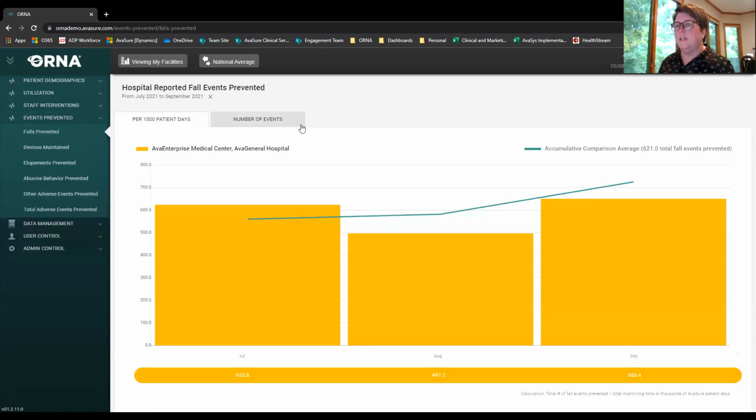Lastly, we're going to go ahead and take a look at the falls prevented, or this is the adverse events prevented. Each time a monitor staff feels that their stat alarm or their verbal intervention may have prevented an adverse event, this is where they're graphed.